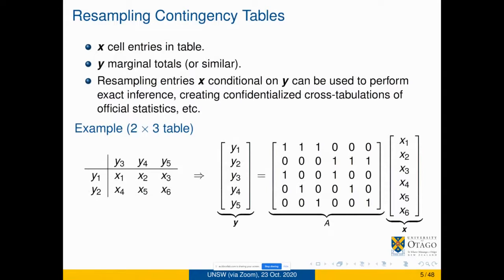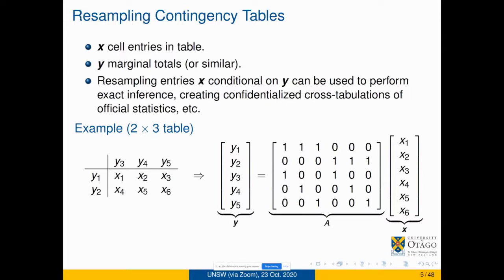Another classic example that can be thought of as a linear inverse problem is resampling contingency tables conditional upon marginal totals or similar statistics. There's a variety of applications of resampling entries of a contingency table. It can be used in exact inference. It can be used when confidentializing cross tabulations of official statistics, etc. But actually, I find it one of the less interesting linear inverse problems.